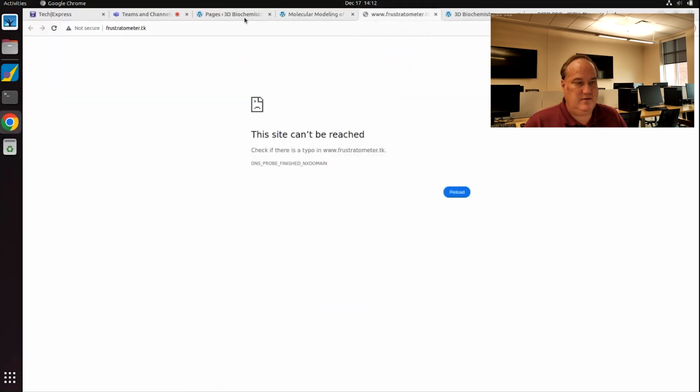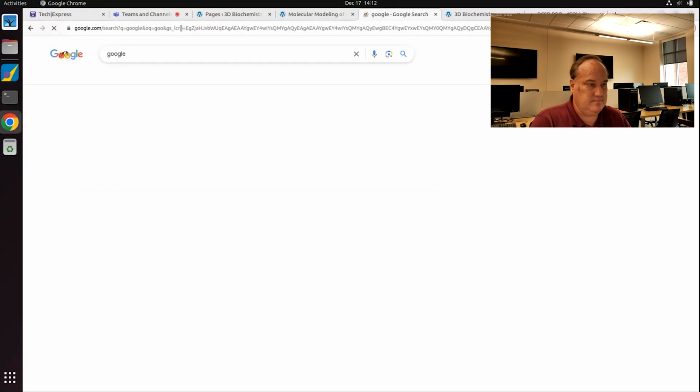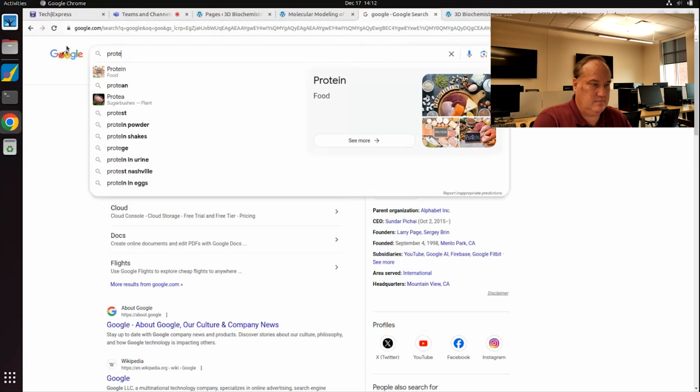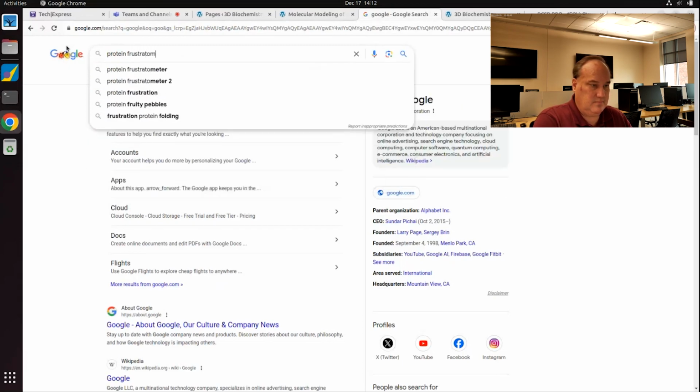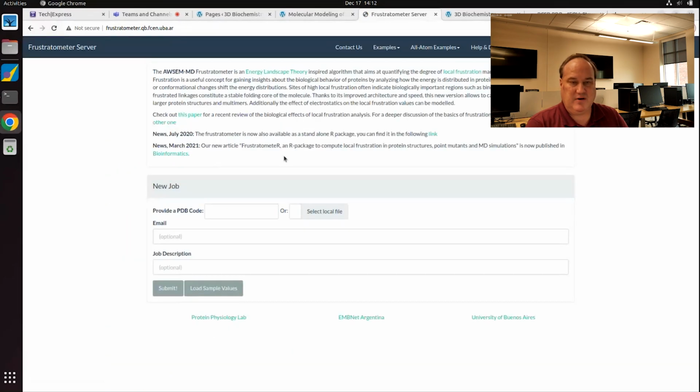Here's my frustratometer. And that, okay, that was weird. So let's go to Google. You can just go to Google and search for Protein Frustratometer, Frustratometer server, and bring up the Protein Frustratometer. Here it is. So I guess that other link, not sure what happened there.